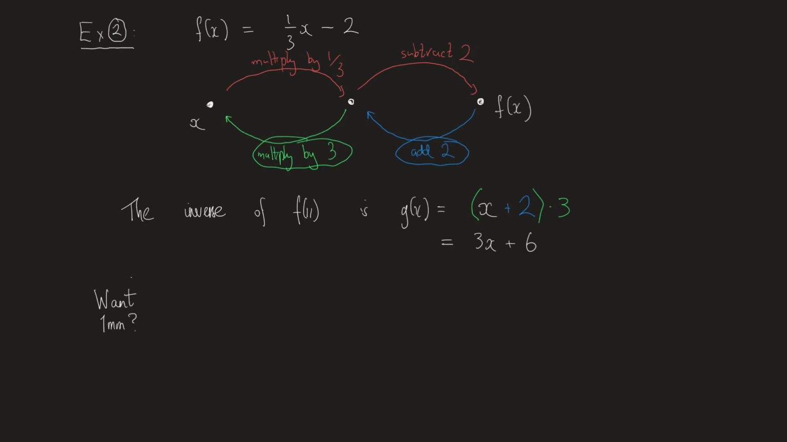Now, if you want one more minute of math, why don't you try figuring out what the inverse of this function is? So f of x equals negative 2/3 x plus 6.